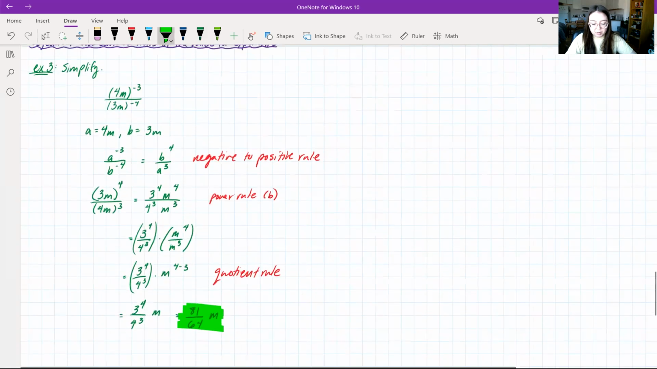So we see here in this problem, we use 3 different rules for exponents to simplify our expression as much as possible. So you can use any different combination of our rules that we have for exponents. You can even use them multiple times or the same ones multiple times if you need to.